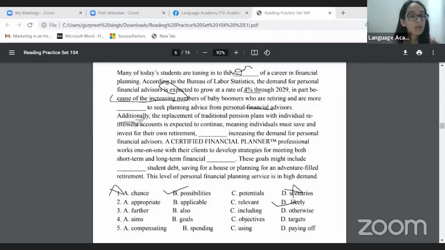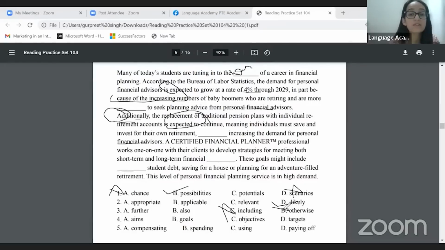Additionally means one more area, the replacement of traditional pension plans with individual retirement accounts is expected to continue, meaning individuals must save and invest for their own retirement, dash increasing the demand for personal financial advisors. This is the second reason why the demand for personal financial advisors is going to increase, because of this concept which is happening. Now, in the last, they say, meaning individuals must save and invest for their own retirement. Dash increasing means all this is increasing the demand. So we cannot say including increasing. Including goes when we give examples.